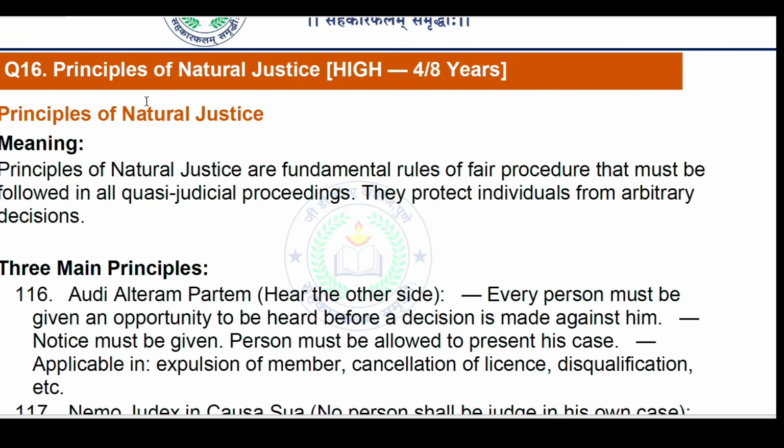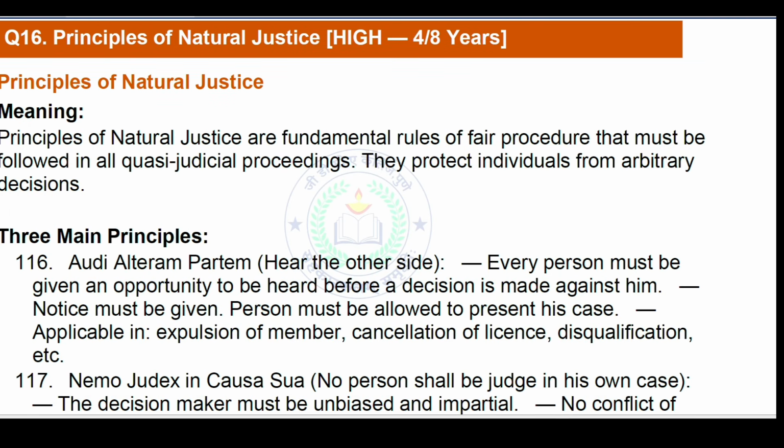Next, question number 16, principles of natural justice. There are high chances of this question coming in the examination. What are the principles? Meaning: principles of natural justice are fundamental rules of fair procedure that must be followed in all quasi-judicial proceedings. They protect individuals from arbitrary decisions.